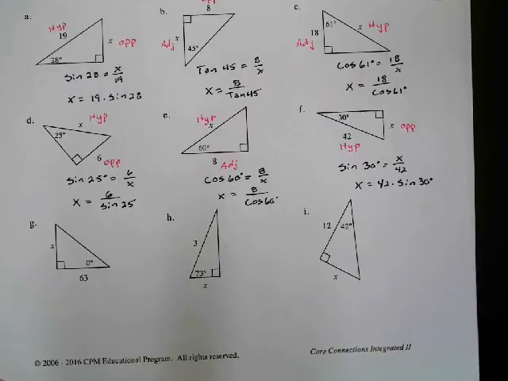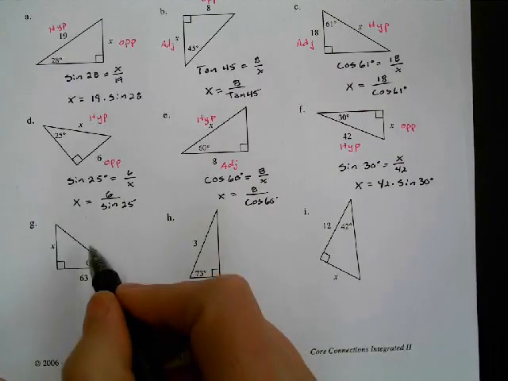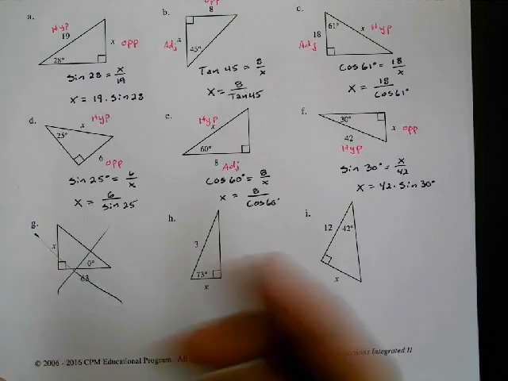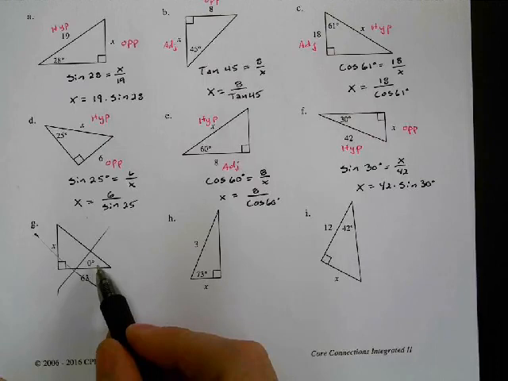Next one, 0 degrees. That's dumb. You can't have a 0-degree angle. This isn't even a triangle. I mean, if we wanted to, we could use tangent on this one. But come on, 0 degrees? Really?